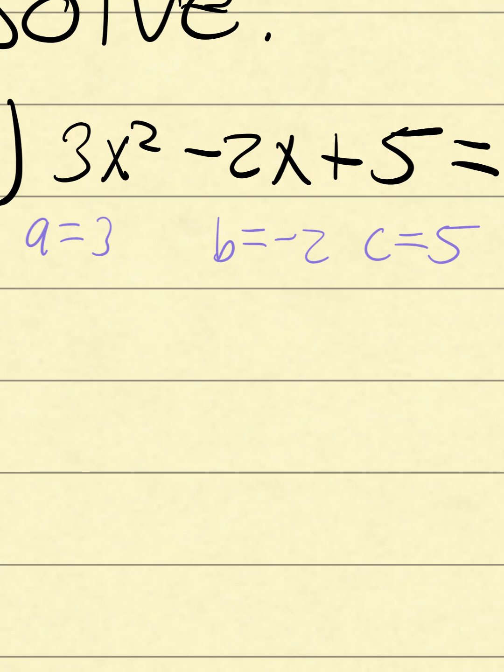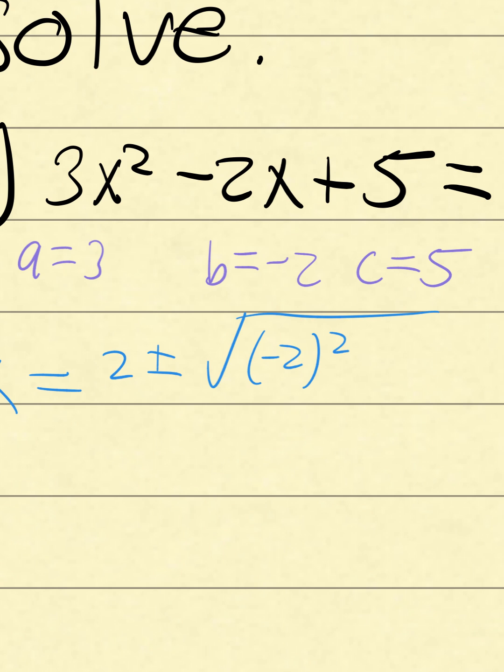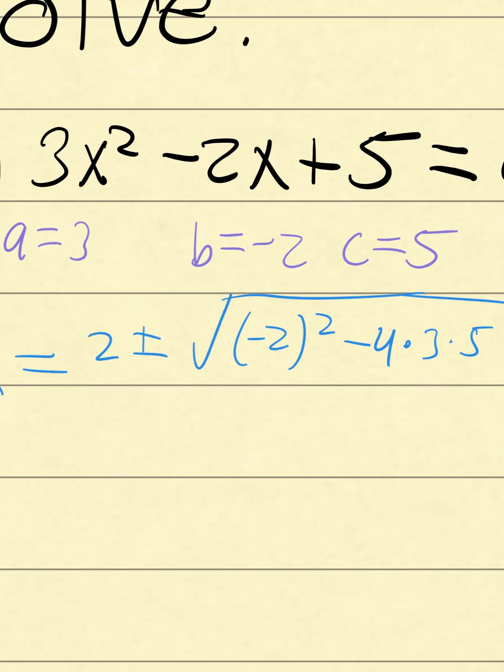Okay, so let's give this one a try. When you plug into the quadratic formula, we should get x equals -(-2), which is going to get you a +2. So 2 plus or minus the square root of -2 squared minus 4 times 3 times 5, all over 2 times 3.